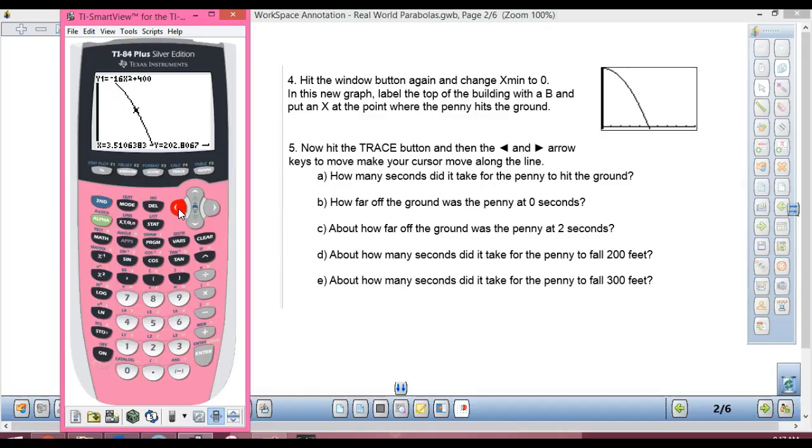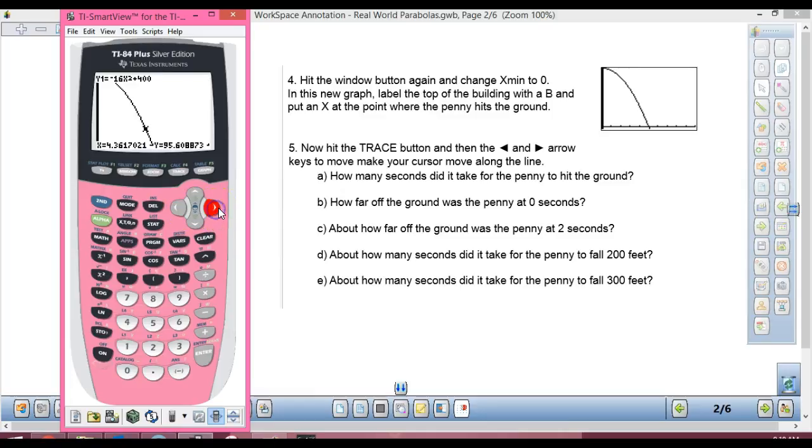So it took about 3.5 seconds. All right, and then the last one says how many seconds did it take for the penny to fall 300 feet? Now, am I looking for y is 300? Okay, so here's the deal. If I drop a penny from 400 feet and it drops 300 feet, where is it going to be now? So I'm looking for where y is 100. Yep. So be careful with what they're asking.